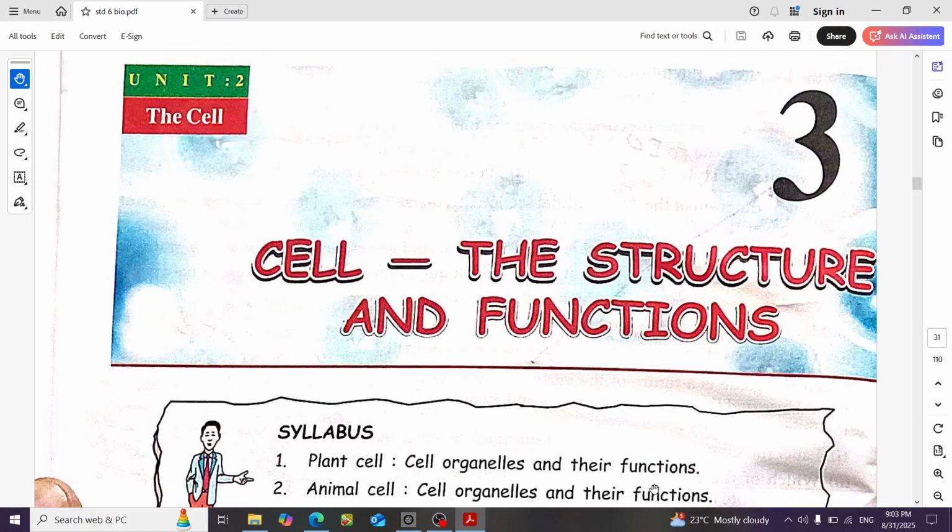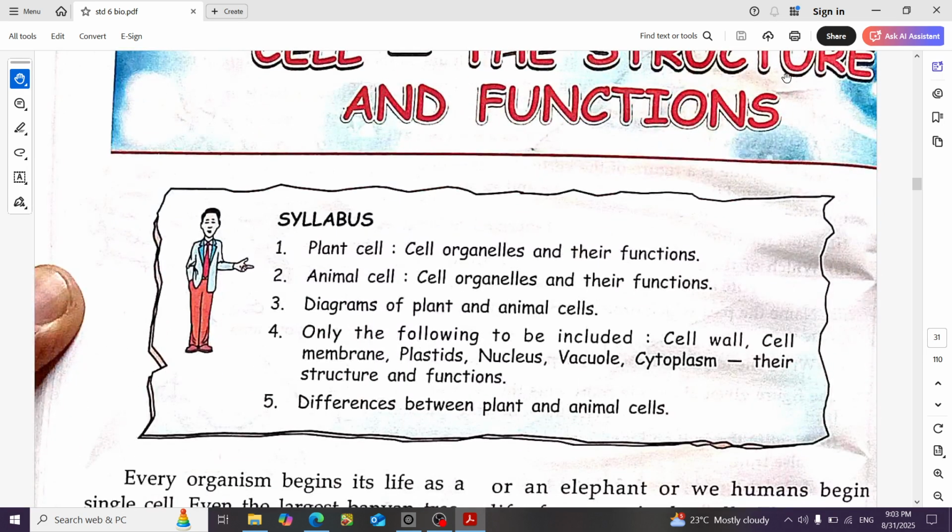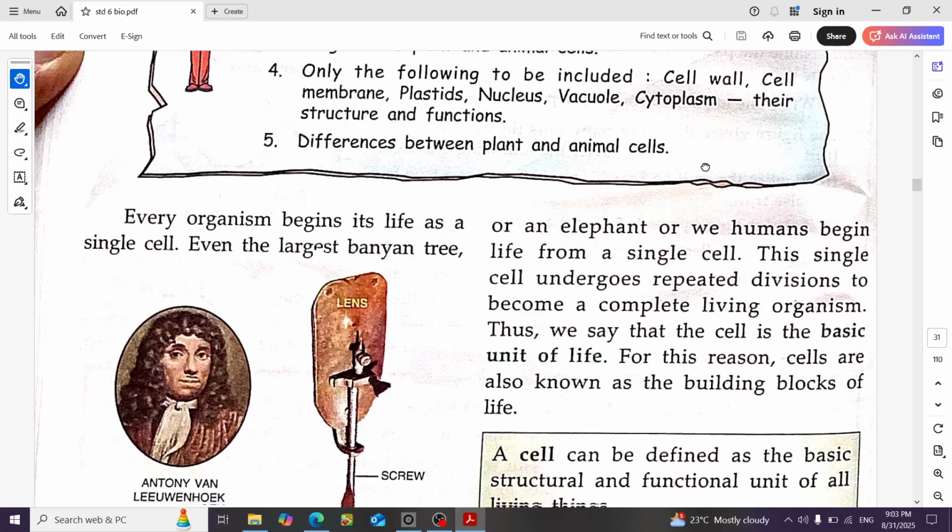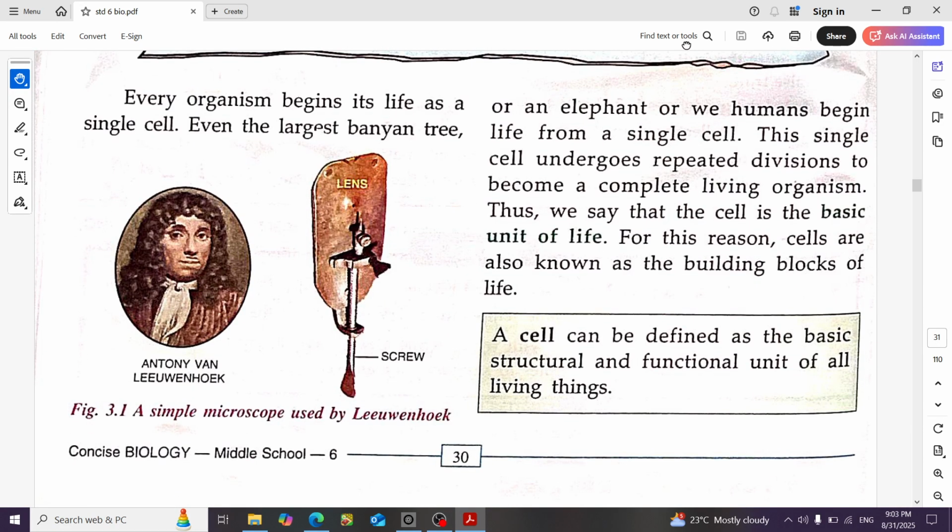Let's start with the third chapter, cell, the structure and function. So we are going to learn about different types of cells, mainly two types, plant cell and animal cell. What are the organelles in it and their functions? Diagram of the plant and animal cell. Then we are going to see the organelles like cell wall, cell membrane, plastids, nucleus and so on. And what is the difference between plant cell and animal cell?